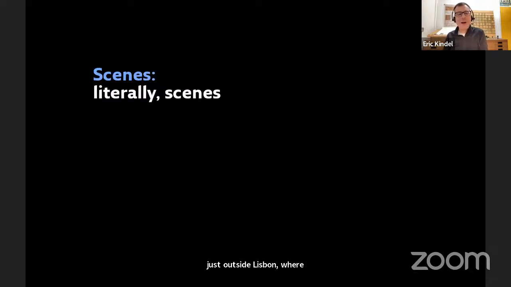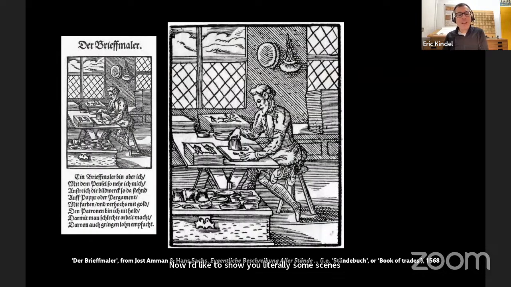Okay, enough. Now I'd like to show you literally some scenes. These open with this well-known image by Jost Amman of Der Briefmaler, who is clearly stenciling color onto prints. Such brushes and dishes for the color exactly match those found in French studios producing pochoir work in the 20th century.